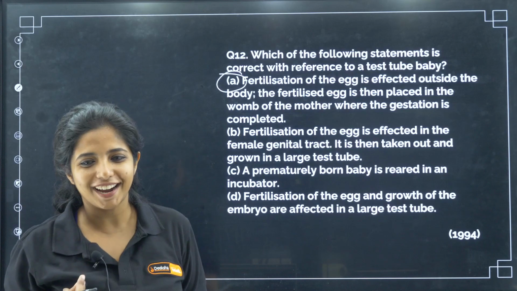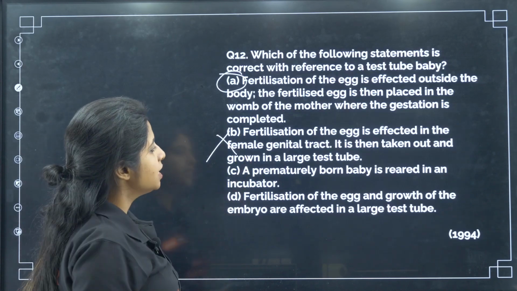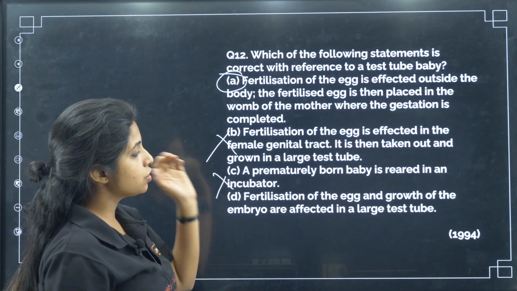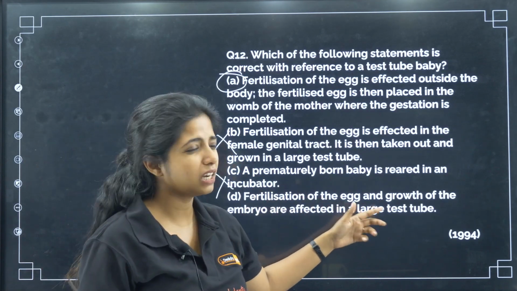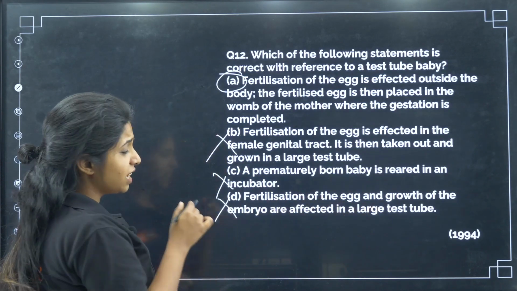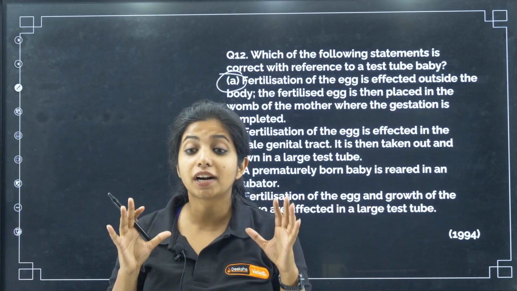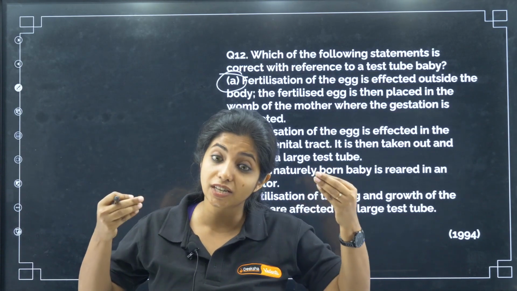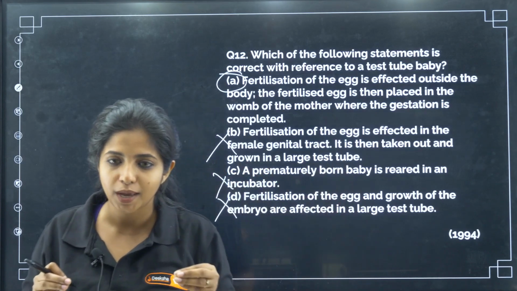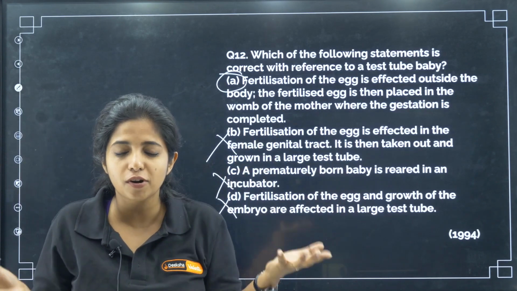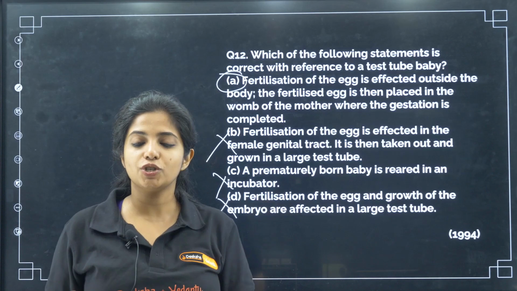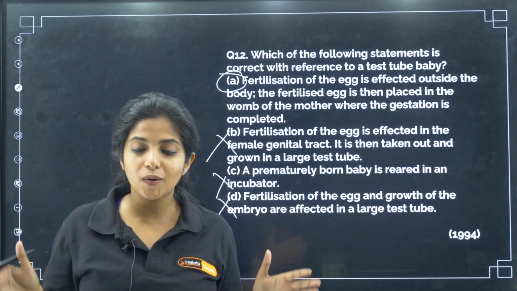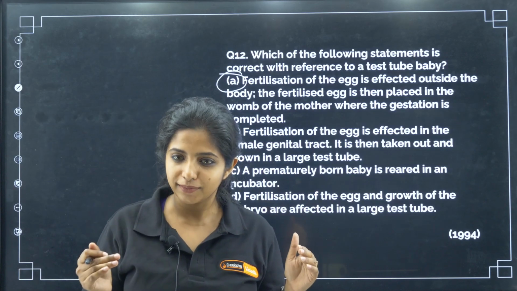Why would you do that? Who grows a baby in a test tube? Wrong. A prematurely born baby is reared in an incubator. Fertilization of the egg and the growth of the embryo are effected in a large test tube? No. It is called a test tube baby because the fertilization happens outside the female body in laboratory conditions, not because it happens in a test tube. Please understand that. Test tube means laboratory condition. So fertilization happens in the laboratory, and the embryo is again put in the female body. Only in the female body do you get all the important nourishment for the baby to grow.